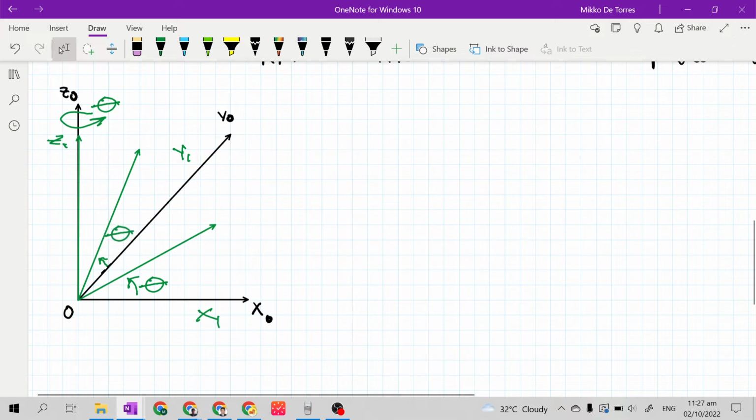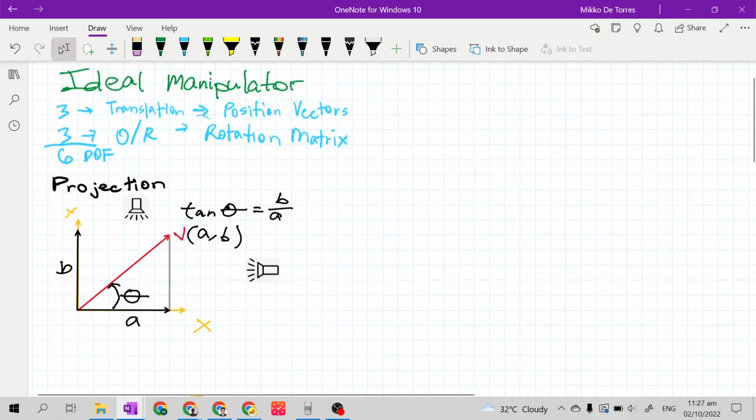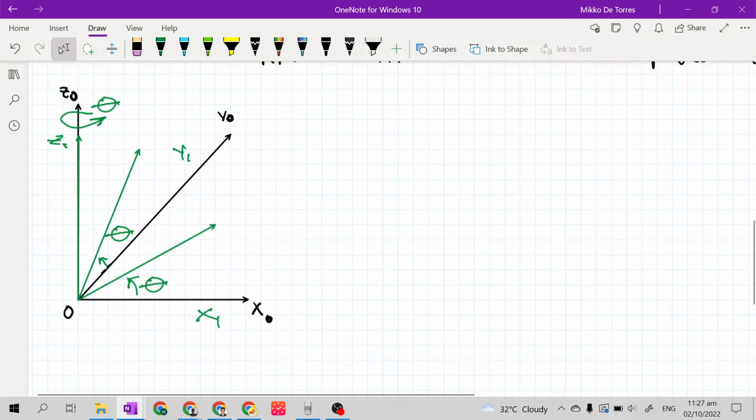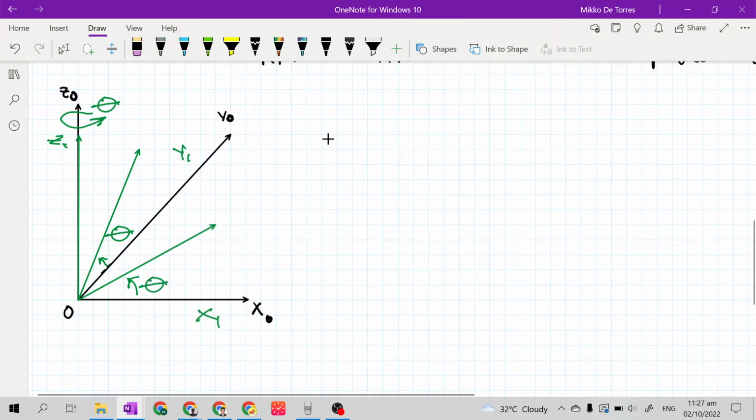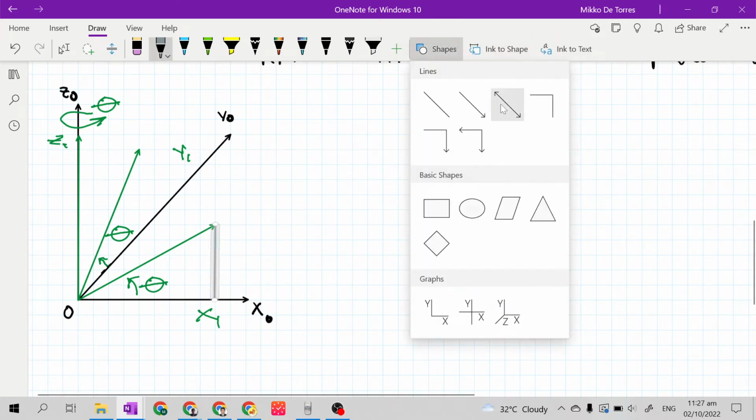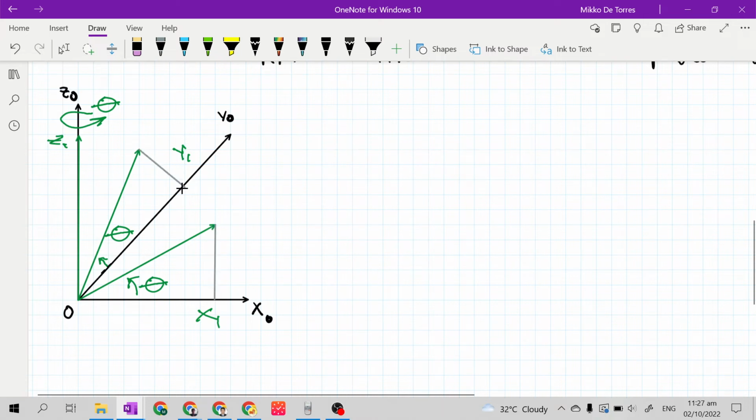Okay. Then just like in 2D, the coordinate system will create a triangle, a right triangle. Okay, so there will be a right triangle here. Okay, so this is our frame zero. We have here a frame zero and its projection, which is frame one.